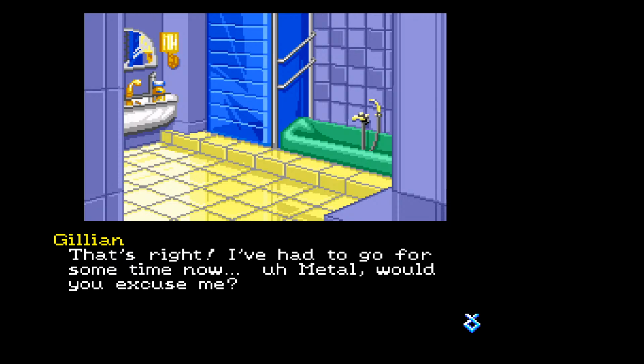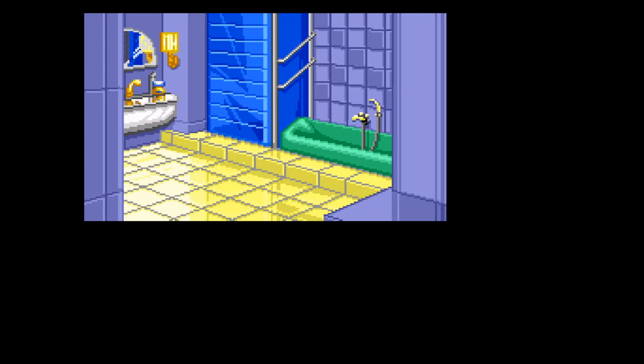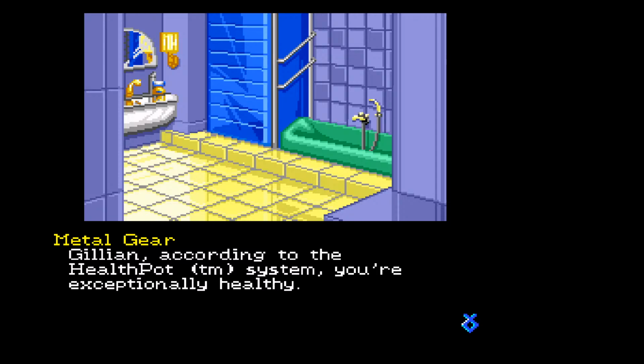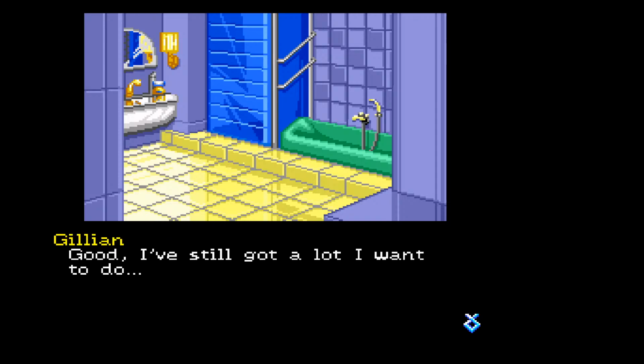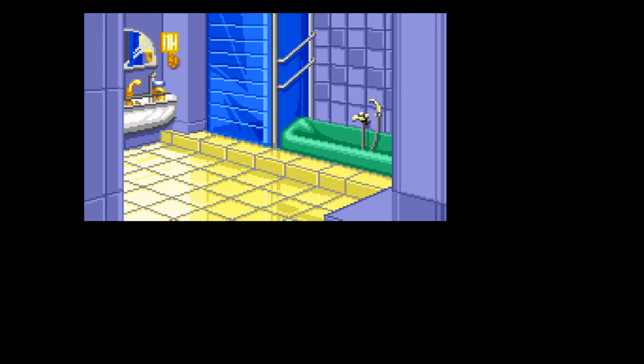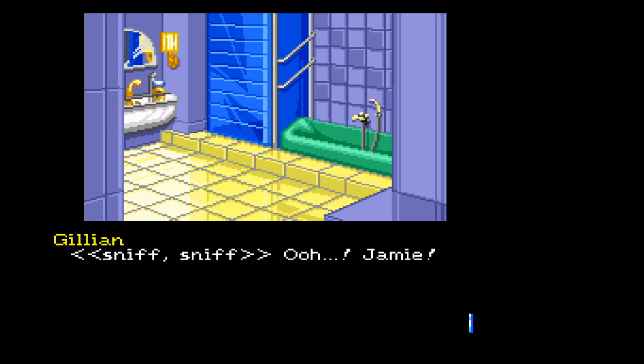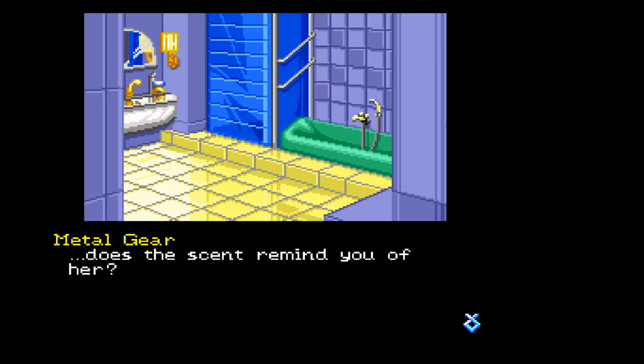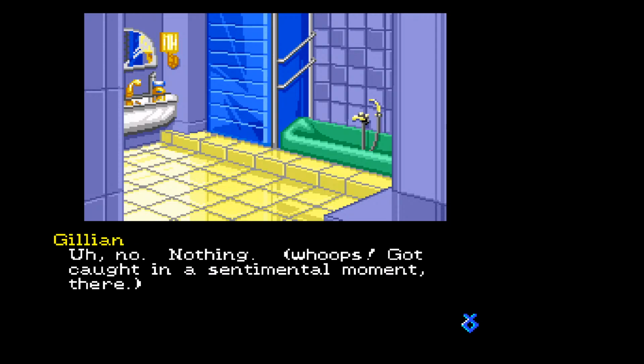Use the bathroom. That's right! I've had to go for some time now. Metal, would you excuse me? Ah, that's much better. Gillian, according to the HealthPot system, you're exceptionally healthy. Good, I've still got a lot I want to do. Smell the bathroom. Oh, Jamie. Does the scent remind you of her? No, nothing. Oops, got caught in the sentimental moment there.